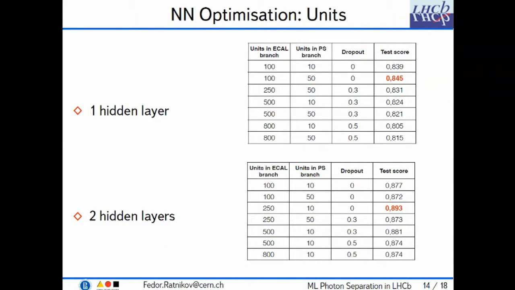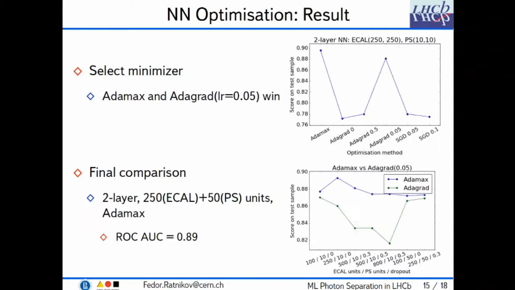Here is the architecture of the neural network, and a list of test scores for different combinations of widths. Not surprisingly, two layers give better performance, but actually not by too much. So it gives an idea of how different they are.